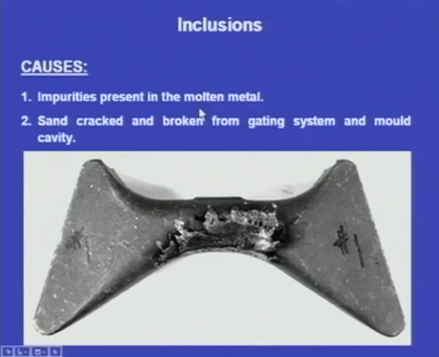And what are the other factors responsible for the inclusion? One is impurities present in the molten metal, oxides or slags present in the molten metal, and sand is cracked in the gating system when we pour the molten metal, and these small traces of sand will be flowing through the gating system along with the molten metal, and it will be resting on the surface of the cavity, and this sand will be responsible for slag inclusion.